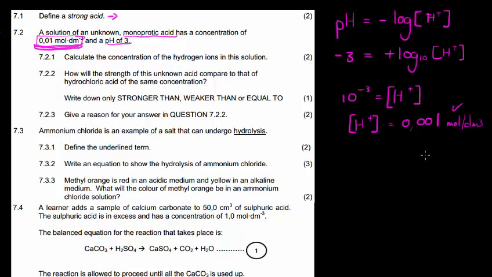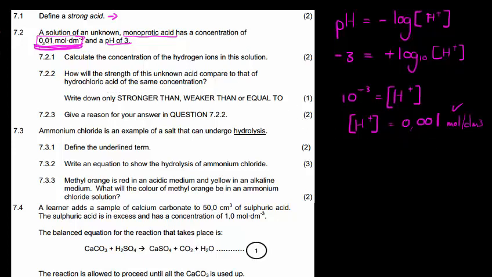Okay, does that make sense? Okay, if it did not dissociate completely, then the concentration of hydrogen would be less. Okay, because there's still then a little bit of acid in that concentration left. It didn't completely dissociate. How will the strength of the unknown acid compare to that of hydrochloric acid? Is hydrochloric acid a strong or a weak acid? A strong one. It's a strong one.